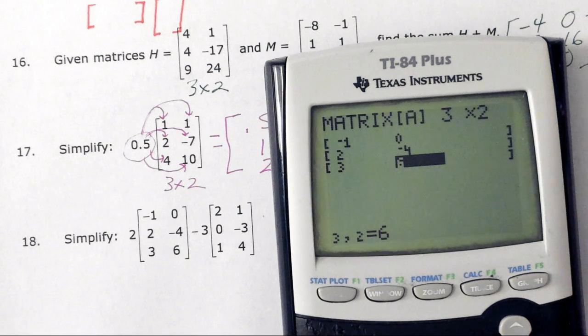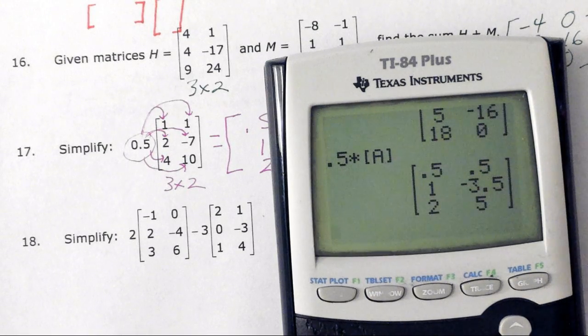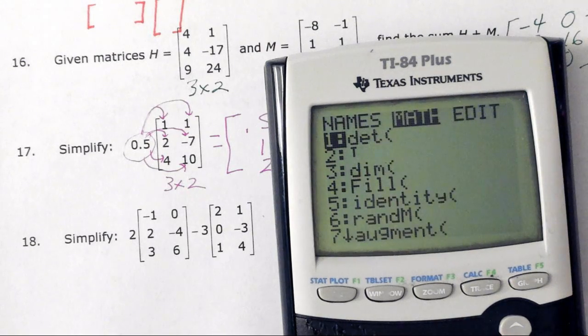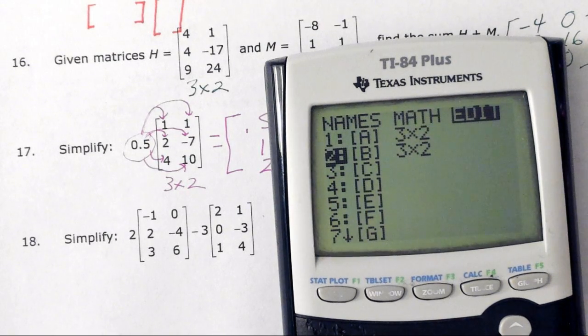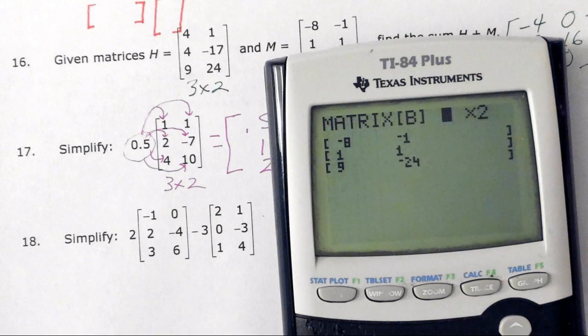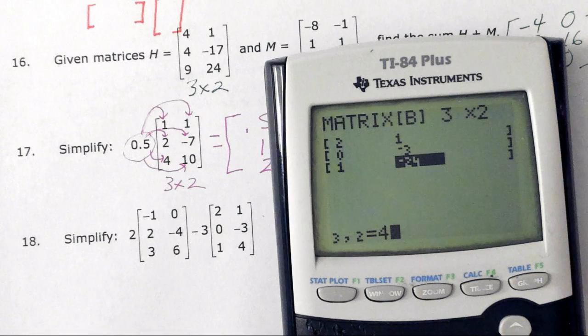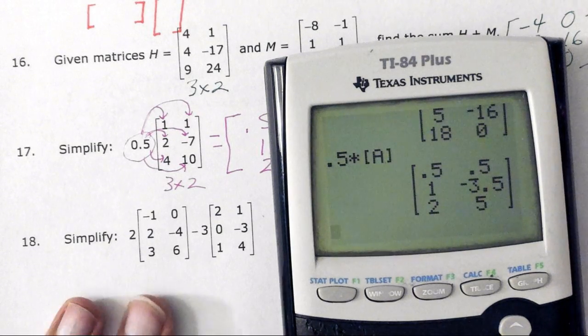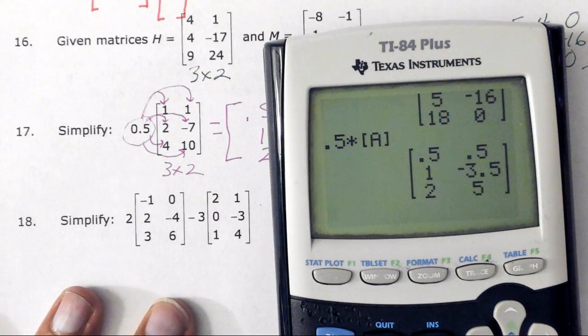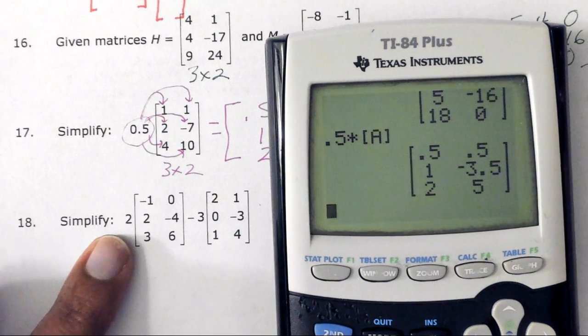All done. Second mode. And now I'm going to go enter my second matrix. This time I'm going to go down to B to enter it. Same dimensions. Enter my new information. Second mode. And now let's type our problem. Our problem reads as follows.